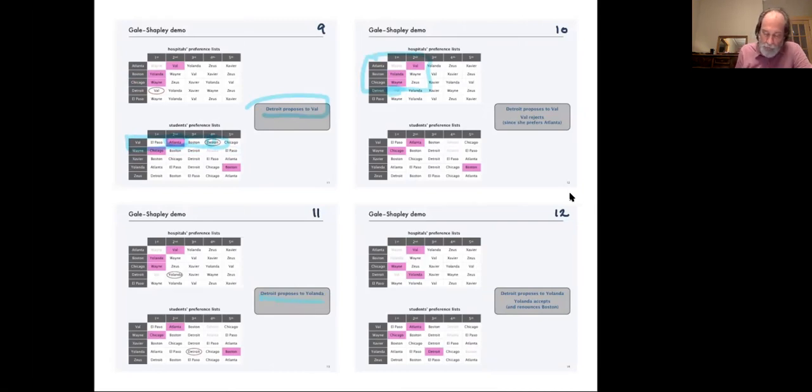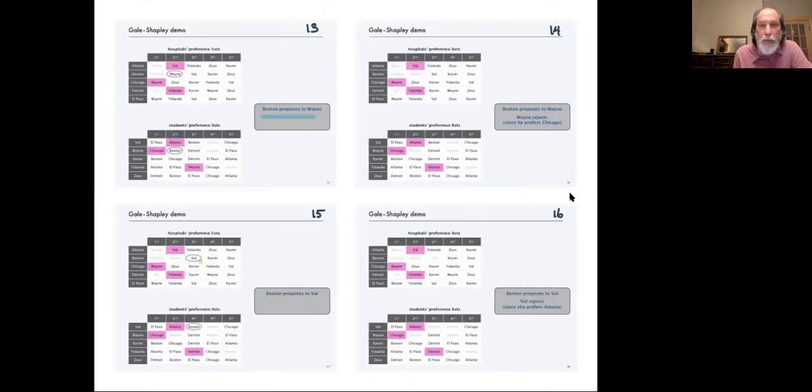Okay, so next, suppose Detroit then proposes to their second ranked candidate, Yolanda. So what's the status of Yolanda? Well, Yolanda is currently matched with Boston, but prefers Detroit. So she'll accept Detroit's offer and reject Boston. And so Boston now becomes unmatched again. So we have this matching, and Yolanda removed from Boston's list.